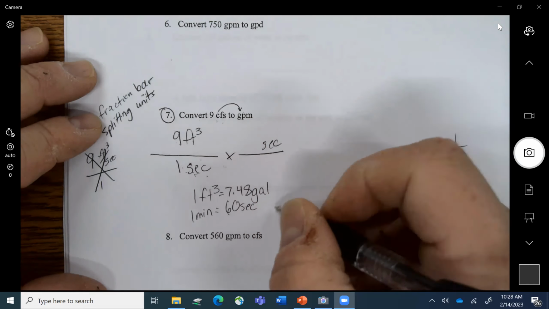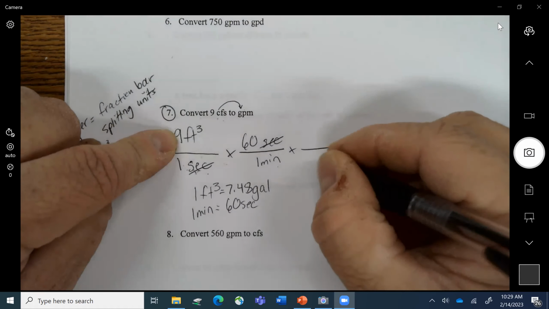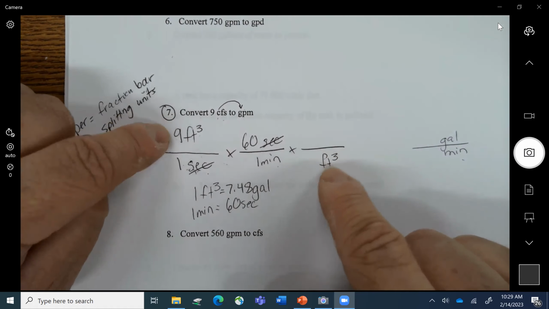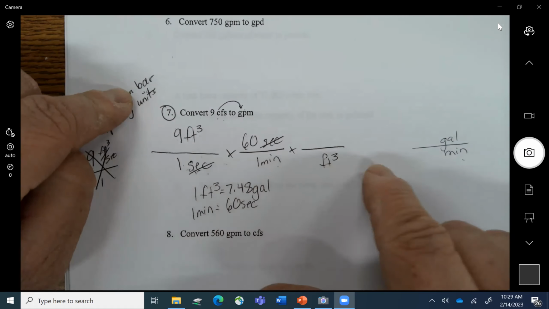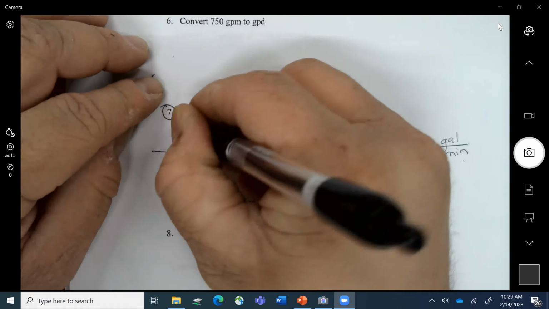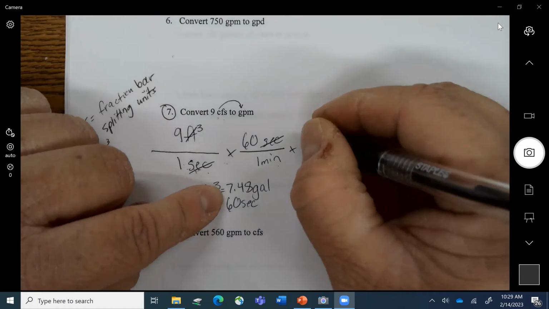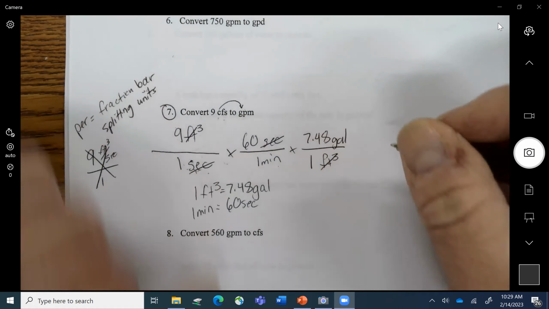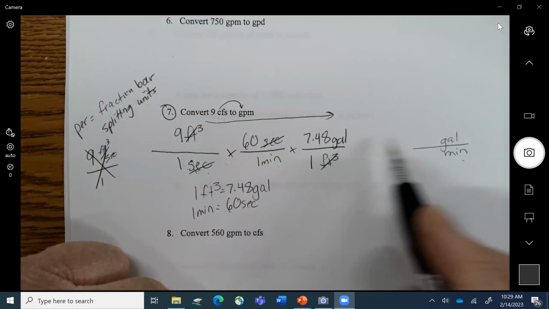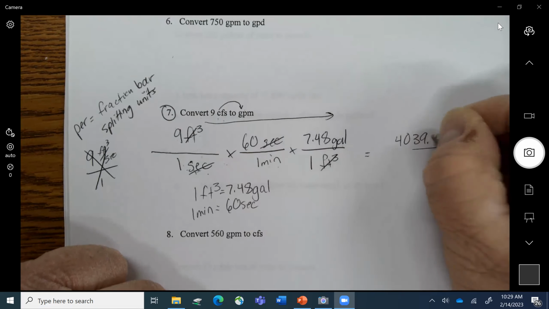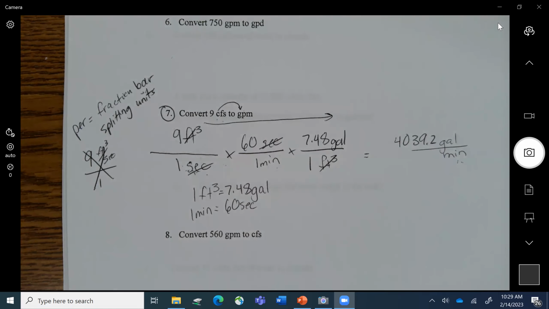That works. Now, if I have cubic feet on top here, where do cubic feet have to go to cancel? On the bottom. So even though they're separated by this, if it's on the top and bottom like it is here, even if separated by the other conversion factors, they still cancel out. So 9 cubic feet, that was 1 cubic foot. 1 cubic foot equals 7.48 gallons up top. You just do the math. And then if you look, gallons, minutes, minutes. This is 4,039.2 gallons per minute.